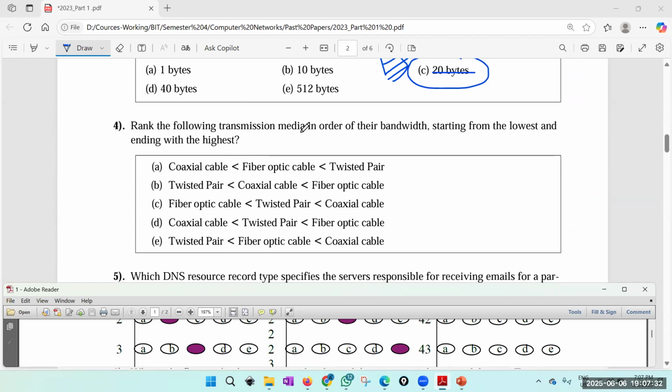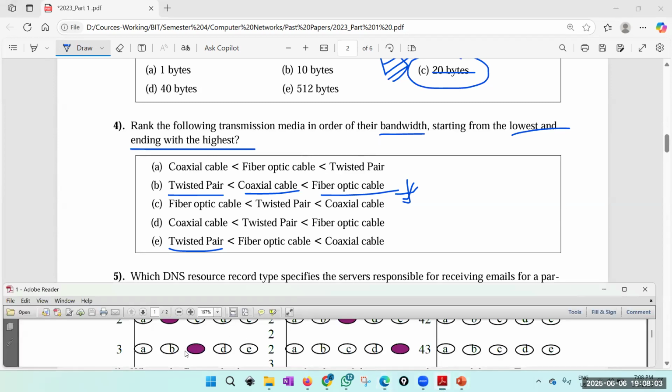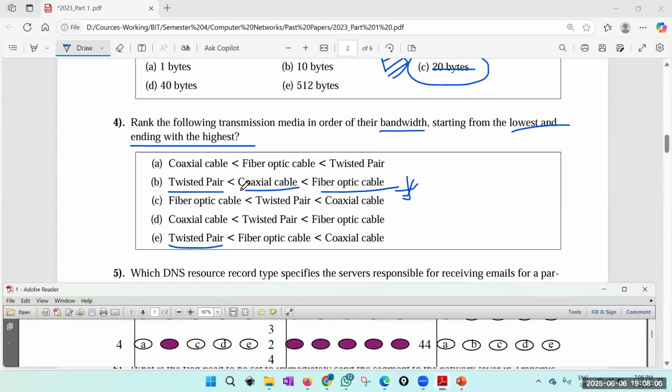Rank the following transmission media in order of their bandwidth, starting from the lowest and ending with the highest. The lowest bandwidth must be twisted pair, then coaxial, then fiber. So the answer must be B, right? The fourth one, the answer must be B. Easy questions, okay? Fifth one.